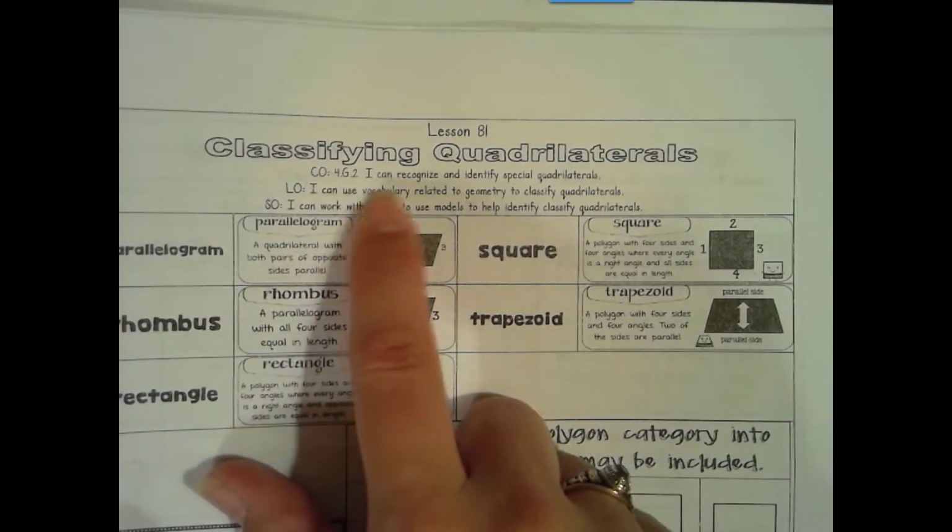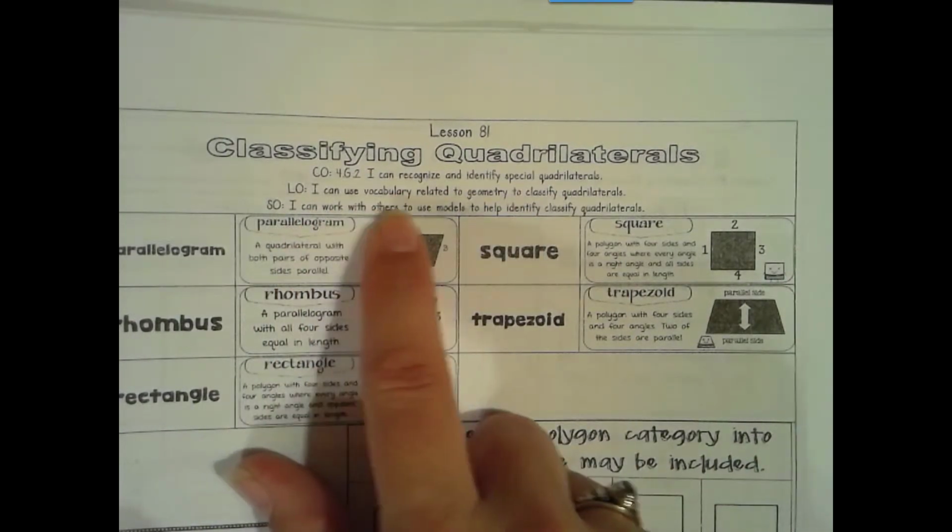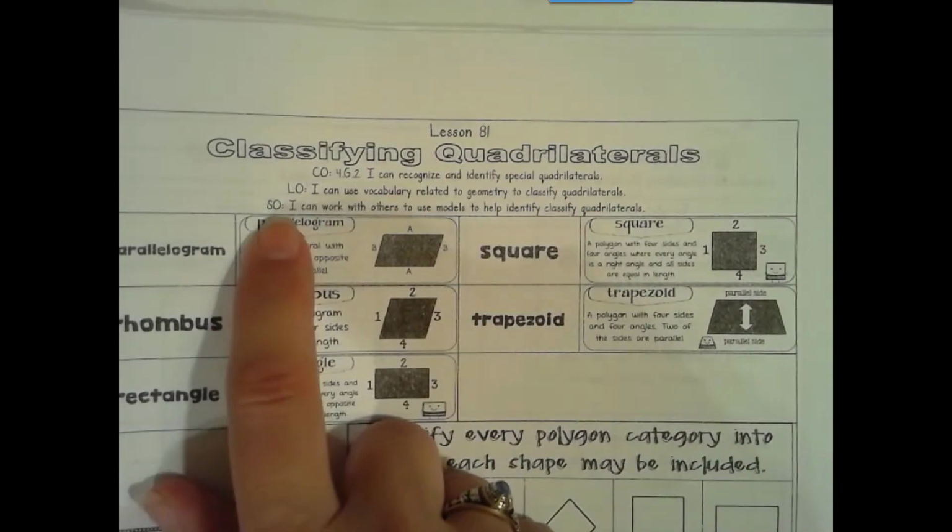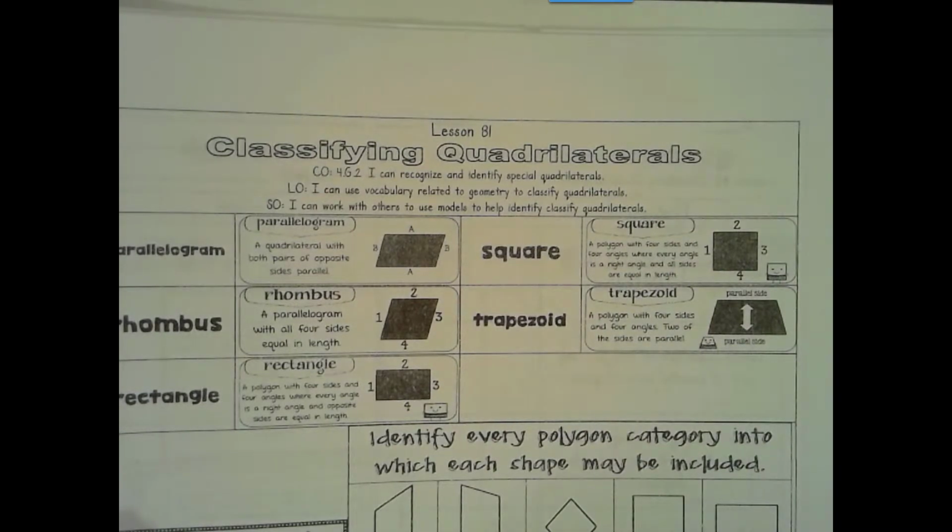So our content objective for 4th grade Geometry 2: I can recognize and identify special quadrilaterals. Language objective: I can use vocabulary related to geometry to classify quadrilaterals. Social objective: I can work with others to use models to help identify and classify quadrilaterals.